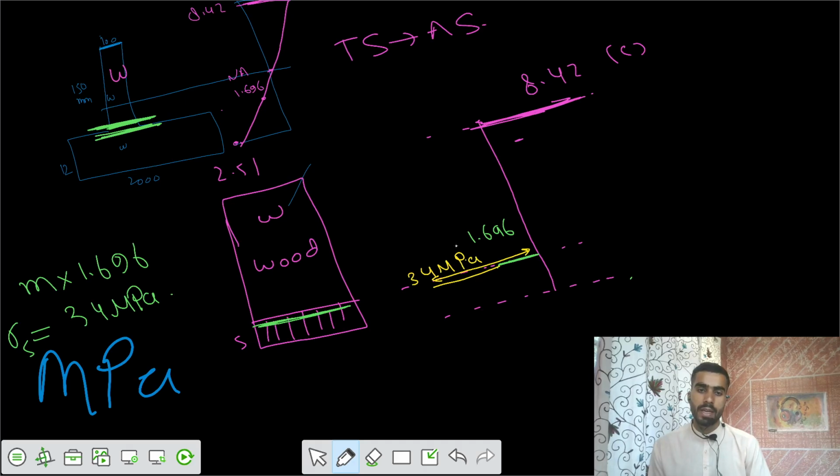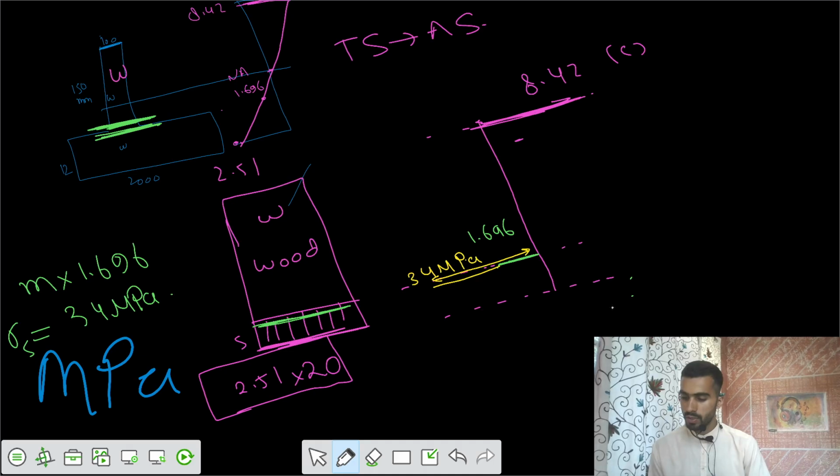After that, we had to find the stress value at the junction on the bottom side. Initially the stress was 2.51. Then you multiply by a factor of m to get the stress in steel, that is 2.51 into 20, which equals 50.2 megapascal. Let's say 50 is somewhere here. So there is a linear variation, and we got this value of stress.